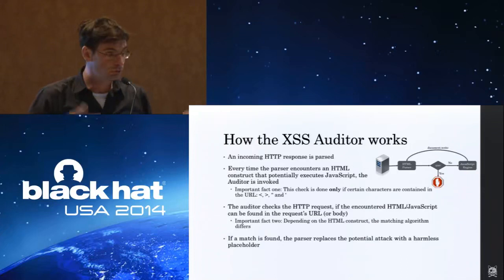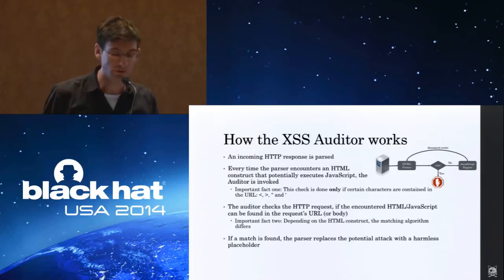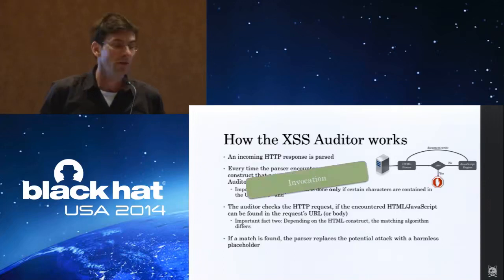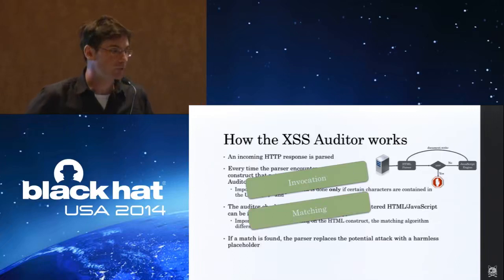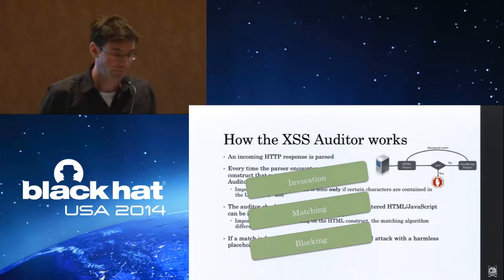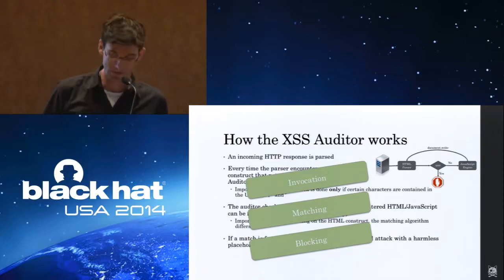So to sum up, if you look at it from a bird's eye view, the auditor works in three steps. There's the invocation phase, in which the auditor is invoked if the three conditions that we talked about are met. Then there's the matching phase, depending on which HTML construct we're looking for. And then if we have a match, there's the blocking phase. Coming from here, it's rather obvious how to build your bypasses, because of this three-step process. There are two steps that are interesting.